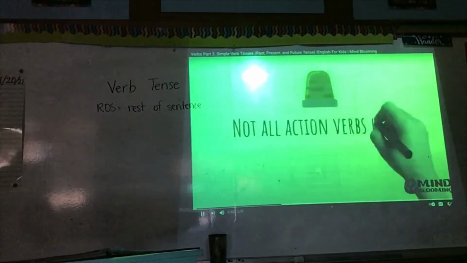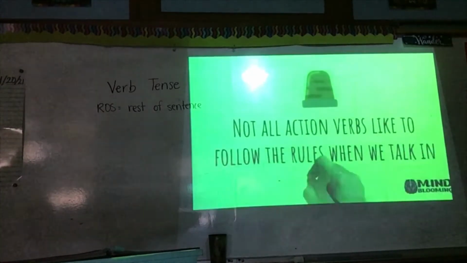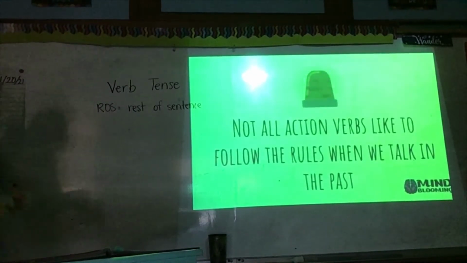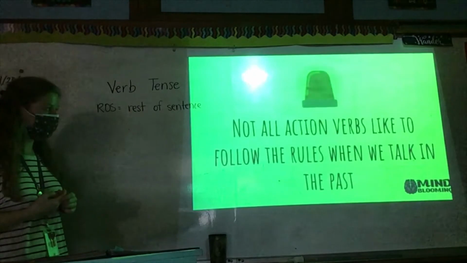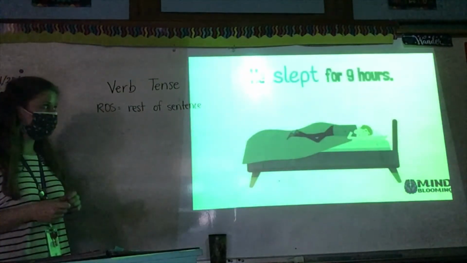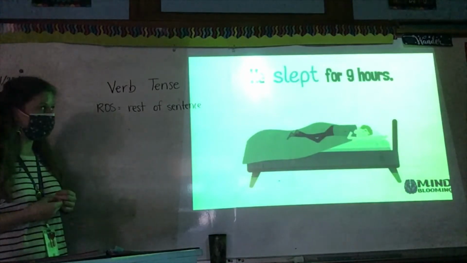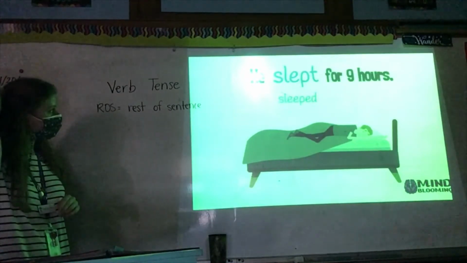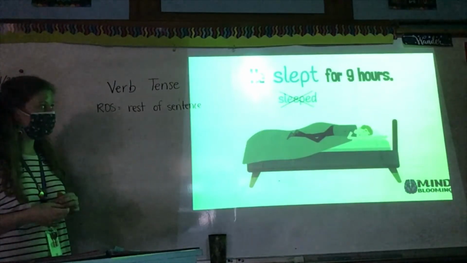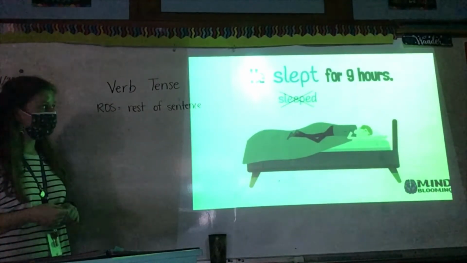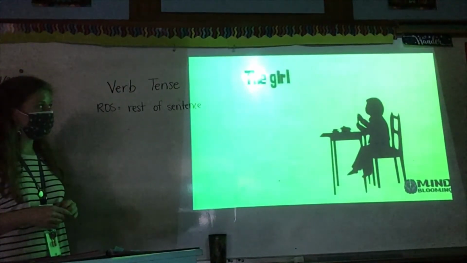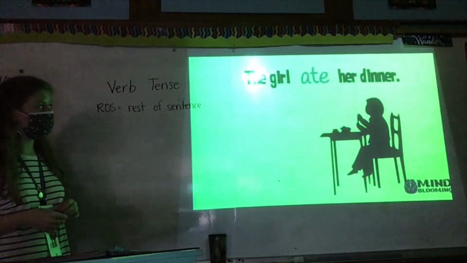And not all action verbs like to follow the rules when we talk in the past. So that means not all verbs we can add ed to show that they are in the past. For example, we say, he slept for 9 hours. For the verb sleep, I don't add ed like I do with other verbs. I change it completely and say slept. Another example is the verb eat. I say the girl ate her dinner, not eated.